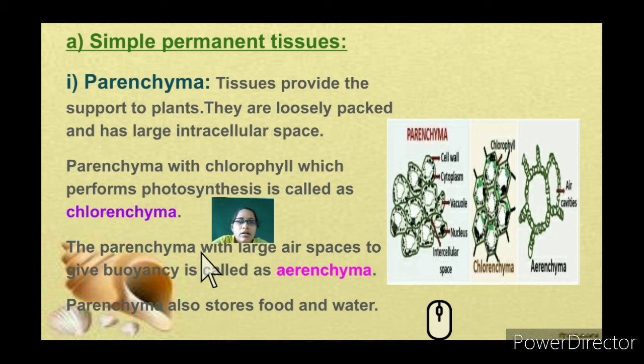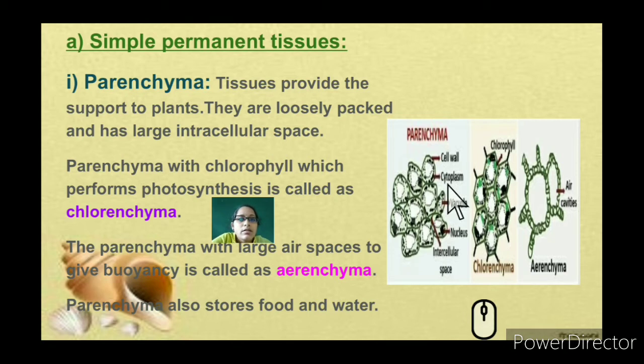First, we'll know about simple permanent tissues. Under simple permanent tissues, there are different types of tissues with different functions. You can see parenchyma: these tissues provide support to the plants, and they are loosely packed and have large intercellular spaces. You can see here there are a lot of spaces in between. They are known as intercellular spaces, and the cell has a prominent nucleus, vacuole, cytoplasm, and cell wall.